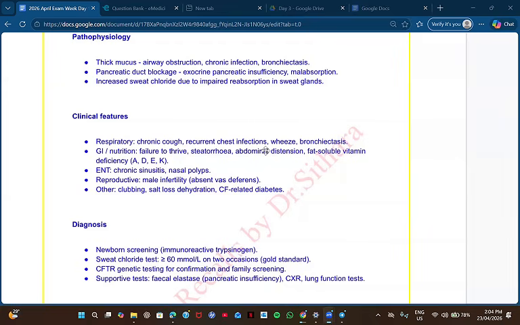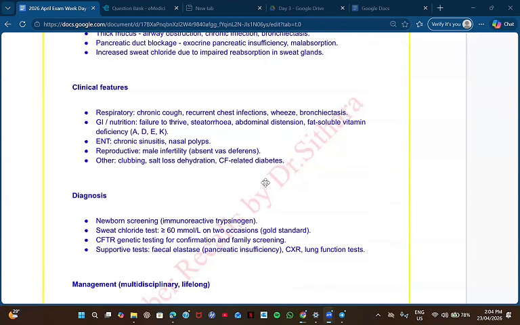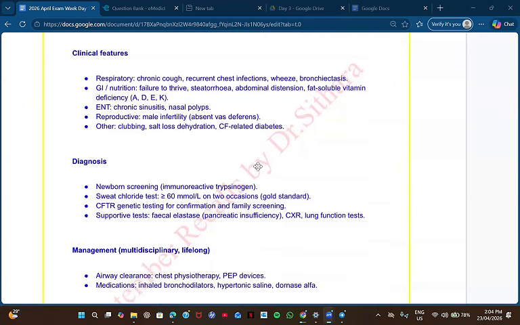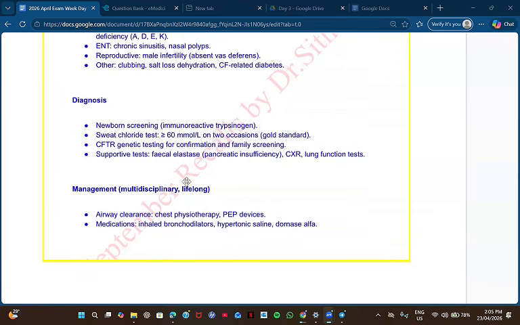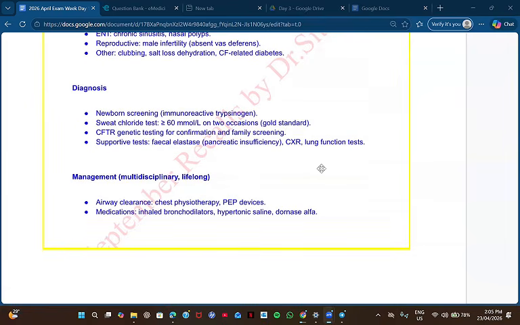Then other features: clubbing, salt loss, dehydration, and related diabetes as well. Diagnosis: newborn screening, where we check immunoreactive trypsinogen, right? But the gold standard is the sweat chloride test. If it is more than or equal to 60 millimoles per liter on 2 occasions, we can confirm the diagnosis. CFTR genetic testing is for confirmation and family screening, but the gold standard is the sweat chloride test. Supportive tests: fecal elastase, chest x-ray, lung function test, like that.